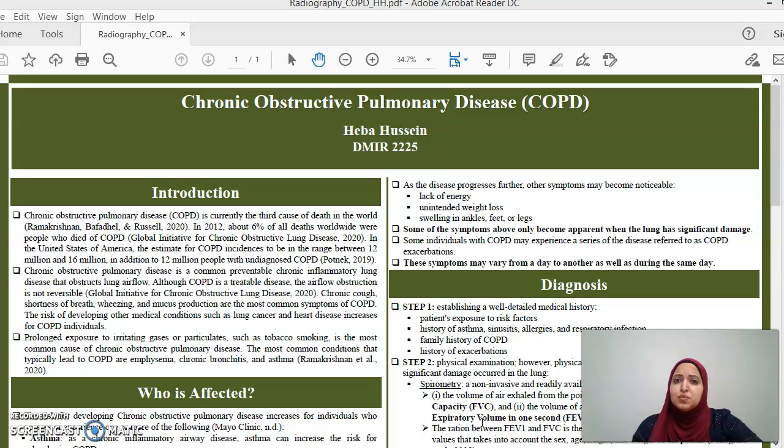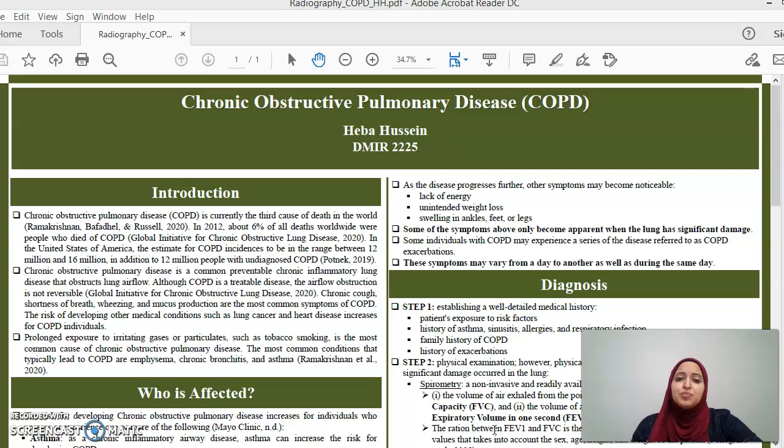If I asked you what the top 3 causes of death are, you may think cancer, strokes, heart diseases, but according to the Global Initiative for Chronic Obstructive Lung Disease 2020, COPD is currently the 3rd cause of death in the world. And in the States, the estimate for COPD numbers is in the range between 12 million and 16 million, in addition to 12 million undiagnosed COPD.